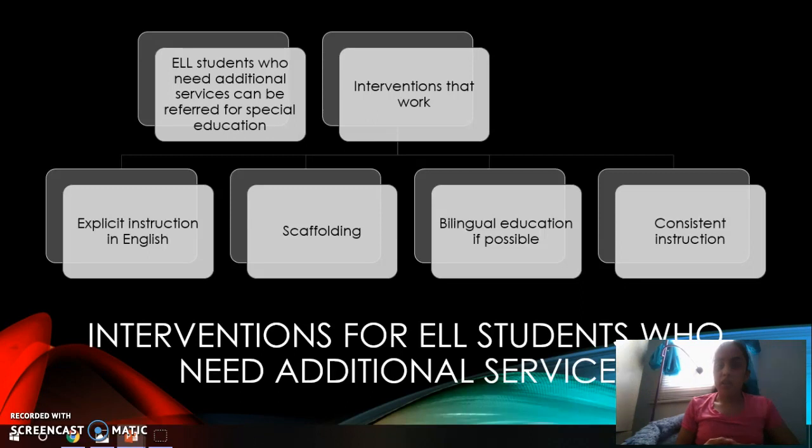And for students who need additional services, they can also be referred for special education. And keeping in mind that this is always a last resort for students who are struggling in school, and to use the RTI and MTSS as much as possible if available.